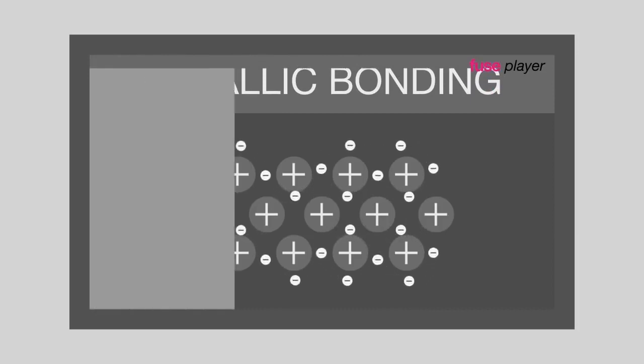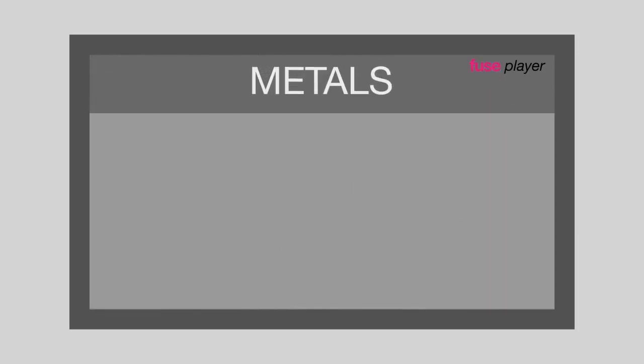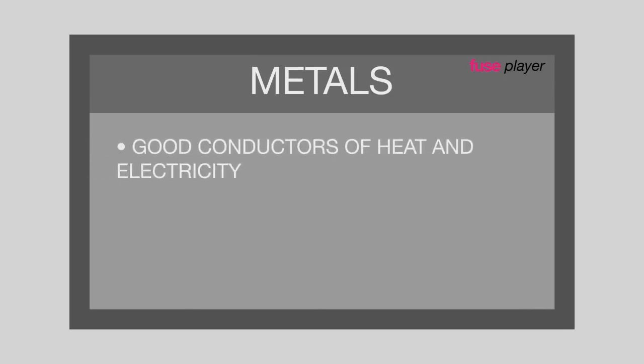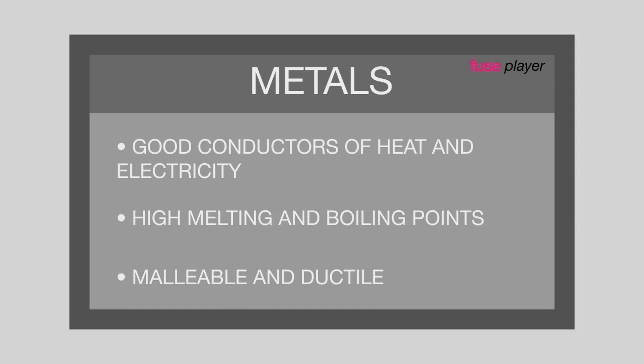This explains many properties of metals. They are good conductors of heat and electricity, have high melting and boiling points, and are malleable and ductile.